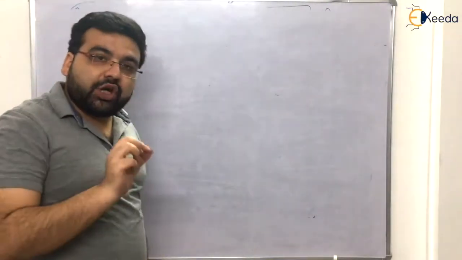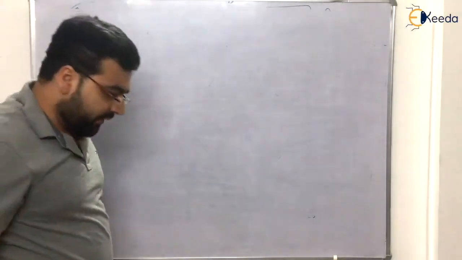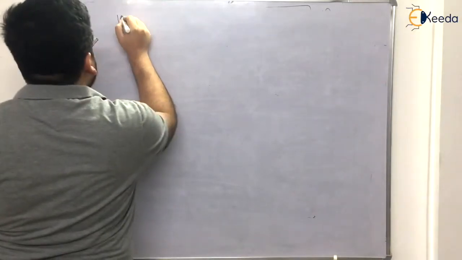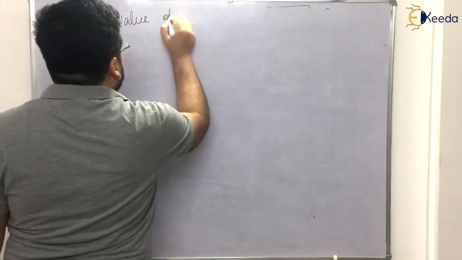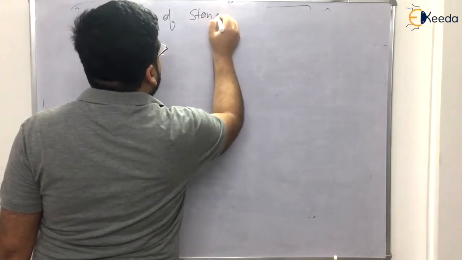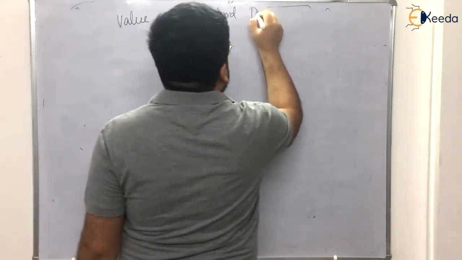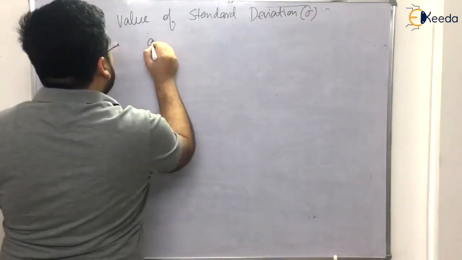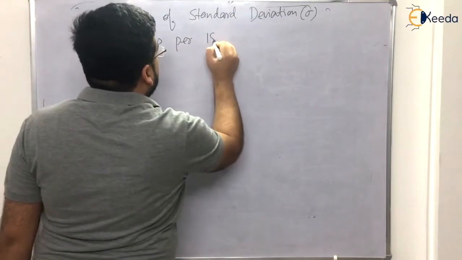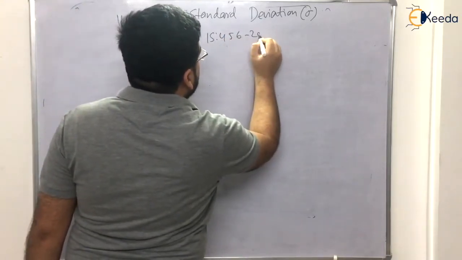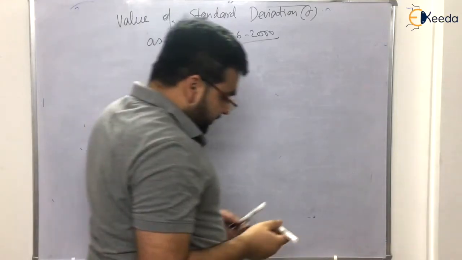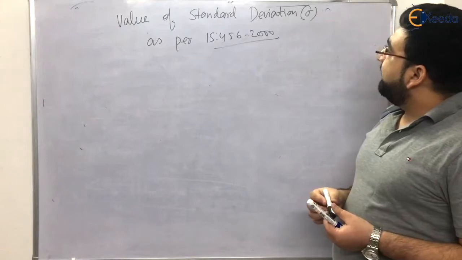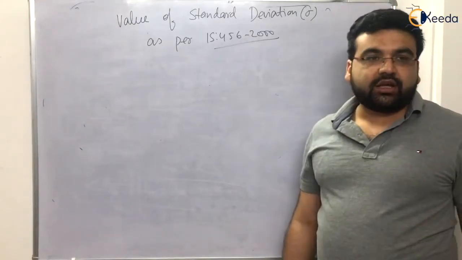When you are noting this down, just pause the video and note it down. Now the value of standard deviation sigma as per IS 456 2000. Write it down: values of standard deviation sigma as per IS 456 2000.